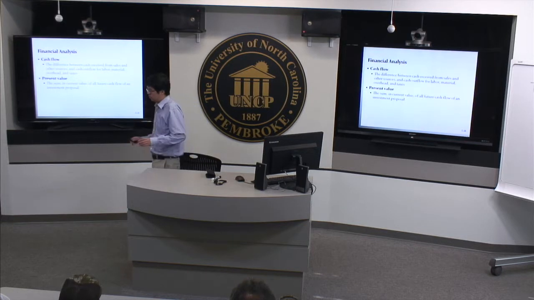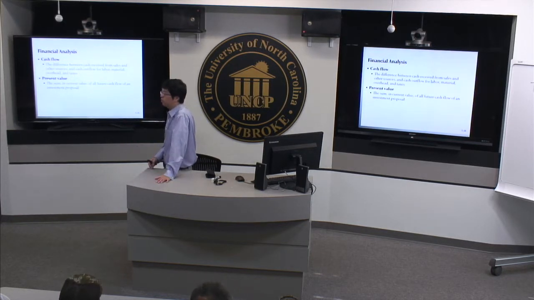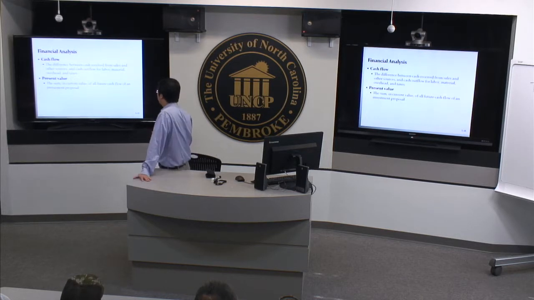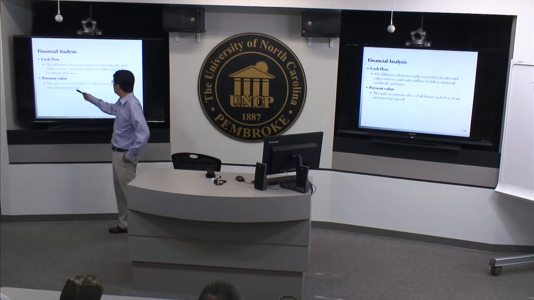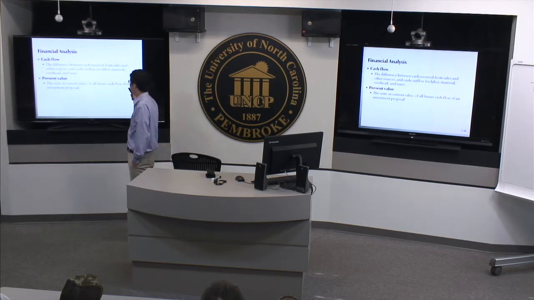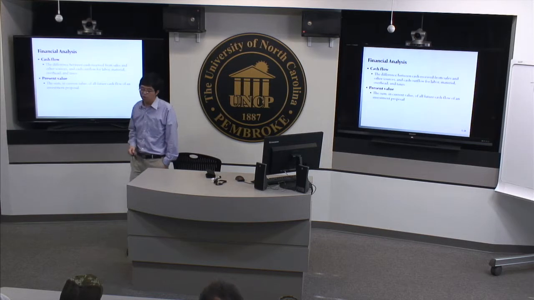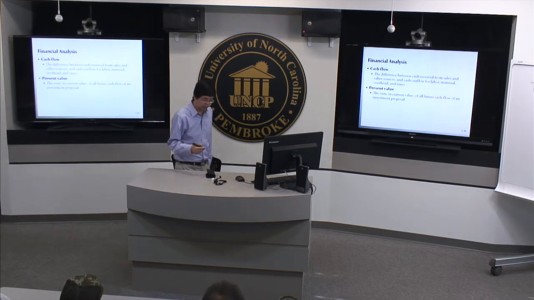Well, just briefly, I will introduce this method. Many of you must already know this method from studying in your finance class. The cash flow is the difference between the cash received from sales and other sources, and the cash outflow for labor, material, overhead, and tax. The present value is the sum, in current value, of all future cash flows of an investment proposal. So in your finance class, you must have done that.